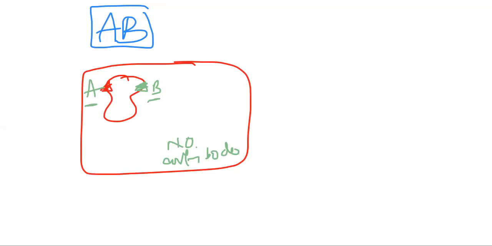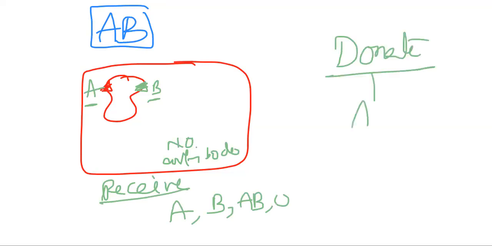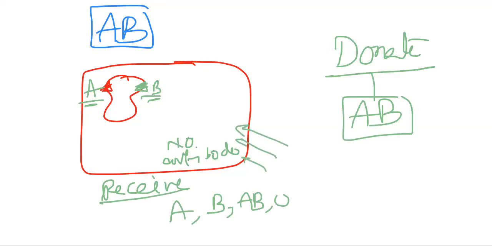Next, AB can receive blood from A, B, AB, and also O. It can donate blood only to AB, because it cannot be a universal donor, having two antigens. Having two antigens, it becomes a universal recipient. Anyone can give blood to this. Okay. So that's it about the AB blood group.